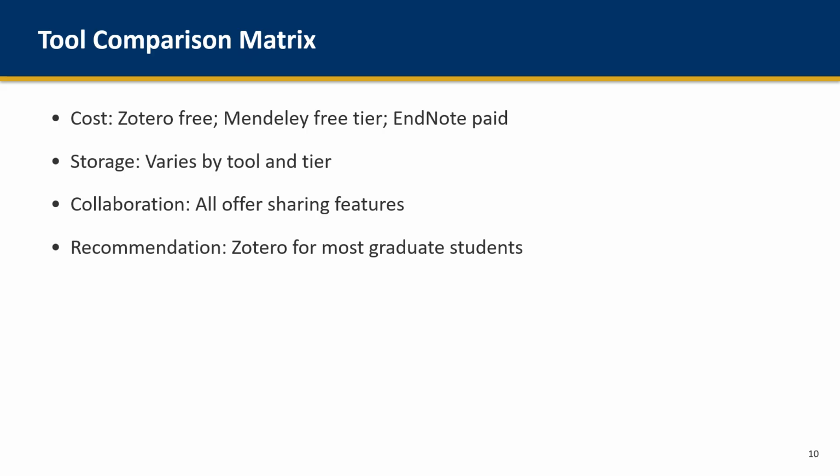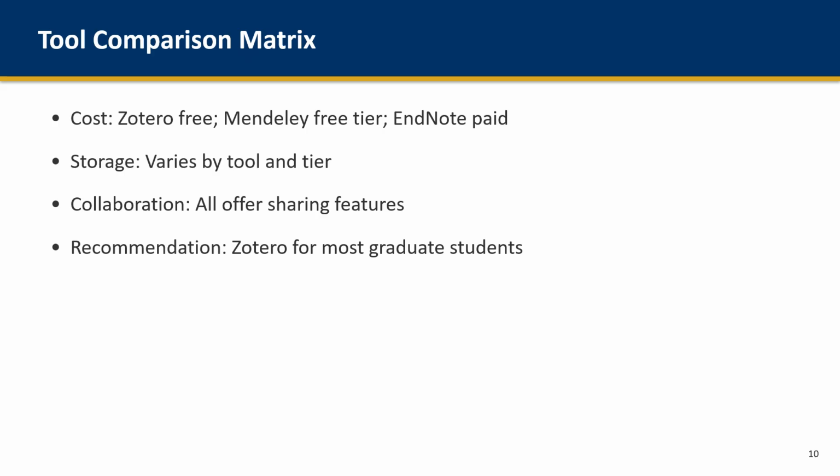Storage considerations depend on how many PDFs you want to manage in the cloud. Mendeley's 2 GB free tier exceeds Zotero's 300 megabytes, but Zotero's linked file approach through Zotfile can eliminate cloud storage costs entirely. EndNote storage depends on your license type. All three tools support collaboration through shared folders or groups. EndNote's group features are strongest for large lab environments. Mendeley emphasizes social discovery. Zotero's groups work well for smaller collaborations and are free without storage limitations on shared metadata.